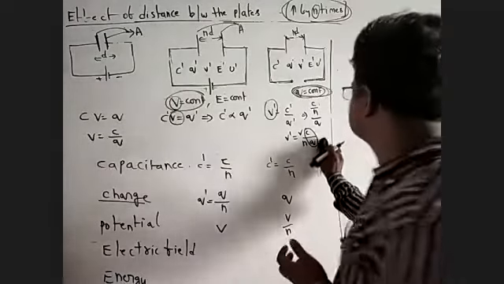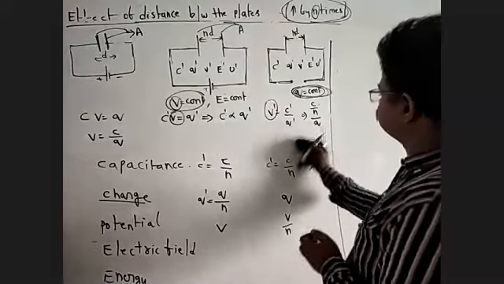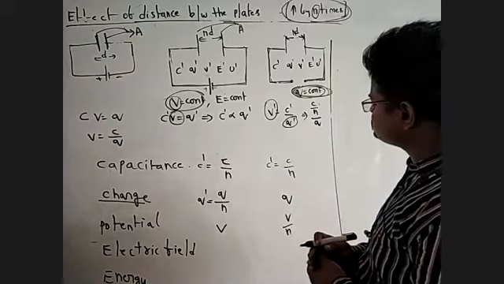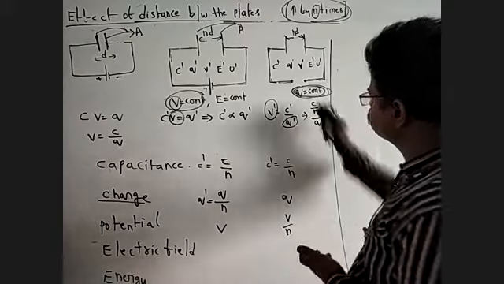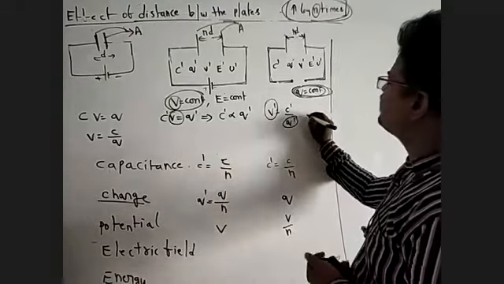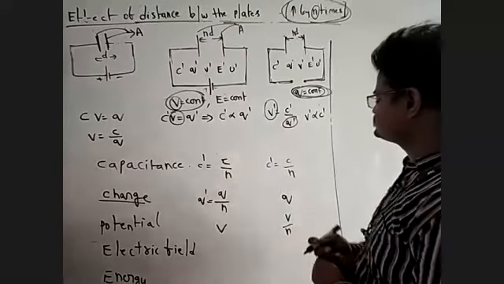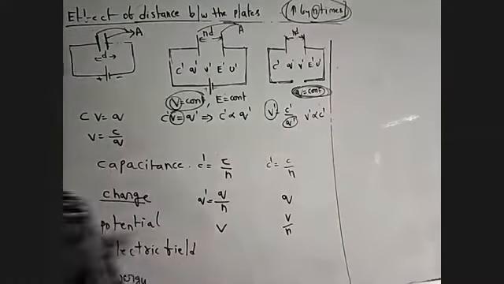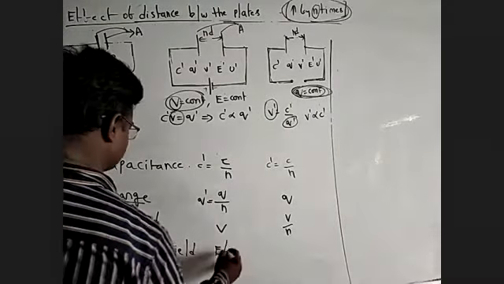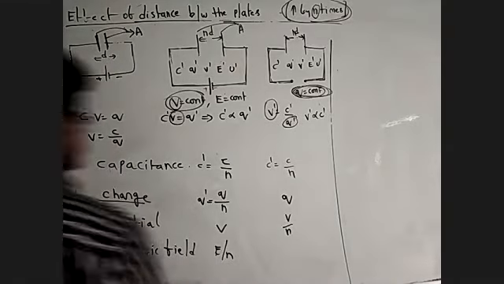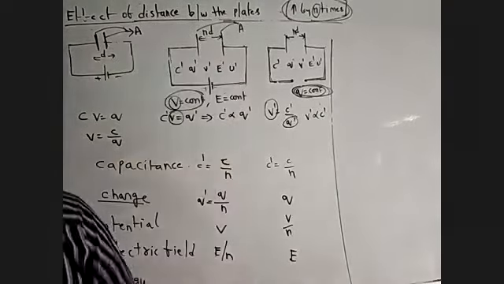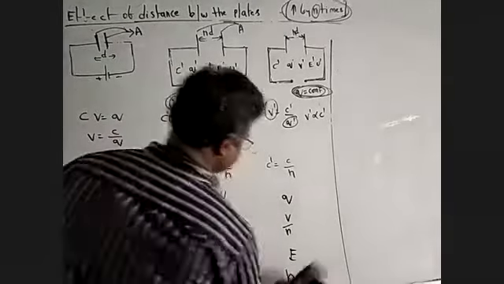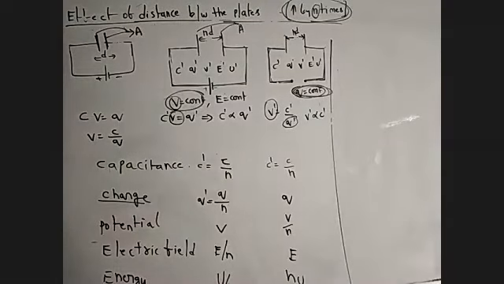Q is constant. V is directly proportional to C dash, and the C dash value is C by N. Okay. Similarly, you have to write that the electric field also decreases, E by N times. Here the electric field is constant. Here it is U by N, and this is also U by N. You can apply the same procedure.